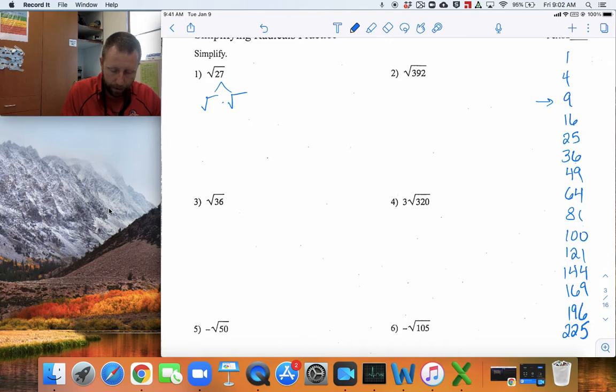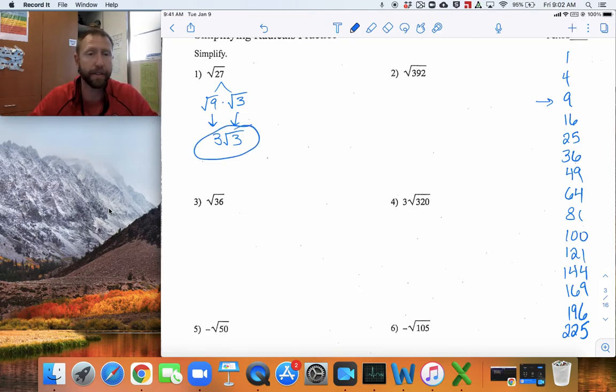9 times 3. So I'm going to do radical 9 times radical 3. I can take the square root of 9. The square root of 9 is 3. It gets to come out from underneath the radical sign. And then radical 3, I can't do that. You get a decimal. So that's going to stay under the radical sign. And there's my first answer. That's all we're doing, guys. Just finding out what factors go into the number.